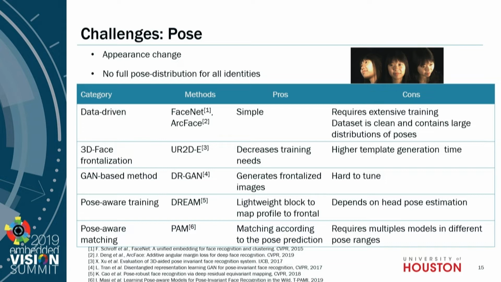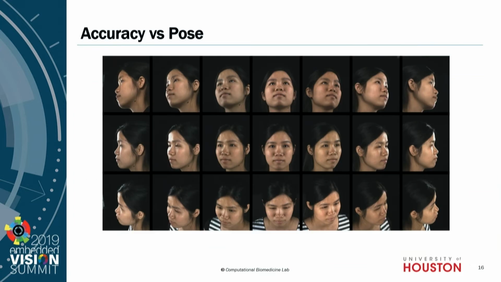You can generate the frontal images. This is the approach we have developed at the University of Houston, but this leads to higher template generation time, if that's a concern for you. And then there are methods that depend on the accuracy of your head pose estimation or require multiple models in different pose ranges. Let's see how one can acquire data like this.